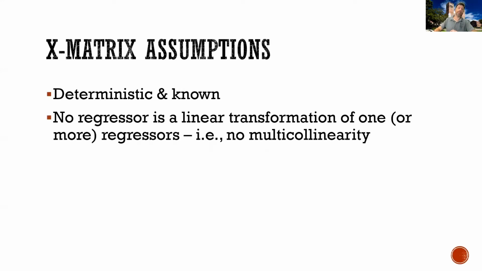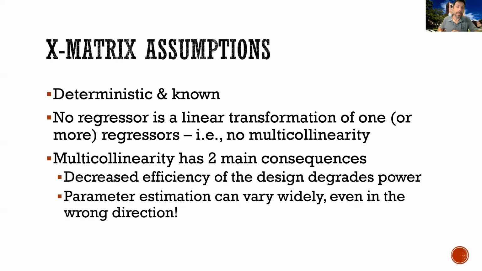But to us, the more important aspect is that no regressor in our X matrix has to be a linear transformation of one or more other regressors. In other words, there ought not to be any multicollinearity. Now, unfortunately, it's not much of a question whether there is or there isn't multicollinearity. There almost always is. The question is, to what degree is there multicollinearity? And the problem of multicollinearity is that it has two main consequences. First, it decreases the efficiency of the design and therefore degrades power.